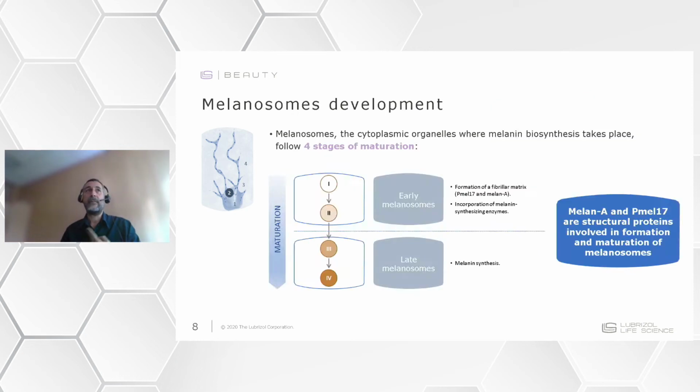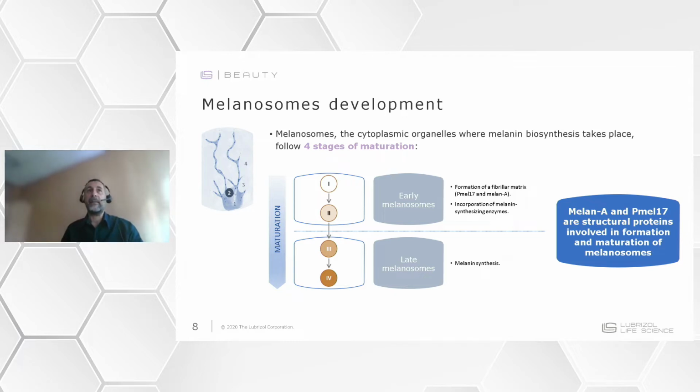The second step is the melanosome development. Once the genes induced by the MITF are translated into protein, this will produce the formation and maturation of the melanosomes. Melanosomes typically follow four maturation stages according to their structure and the quantity and arrangement of the melanin that is produced inside.